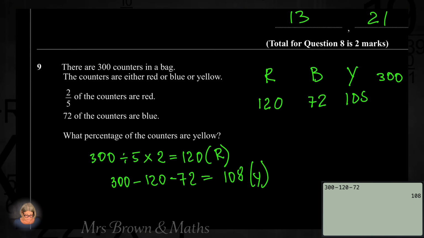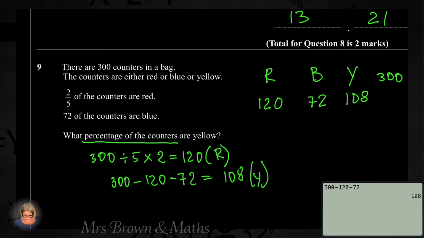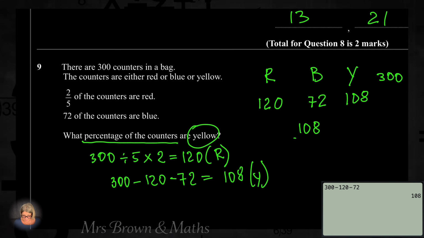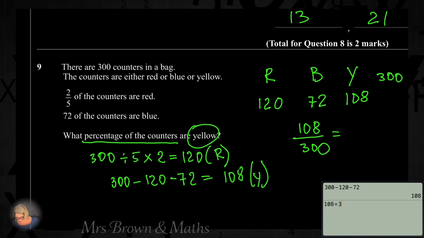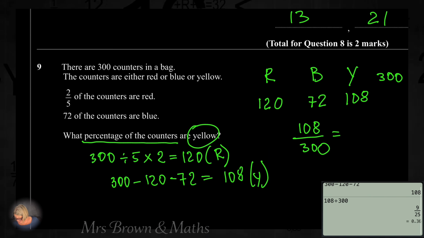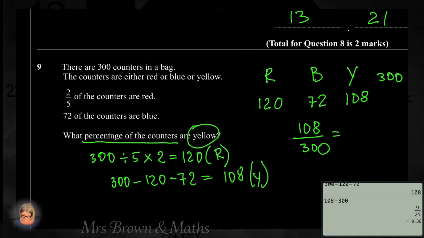Right, so what percentage of the counters are yellow? So yellow is 108. Divide by 300 total, and what we're going to do, use your calculator. 108 divided by 300, which is 0.36.